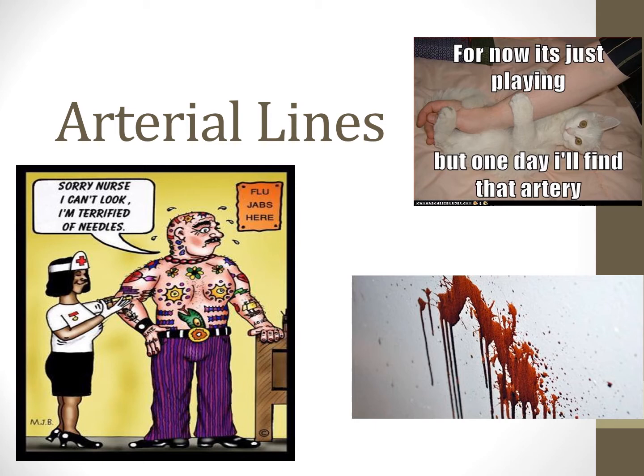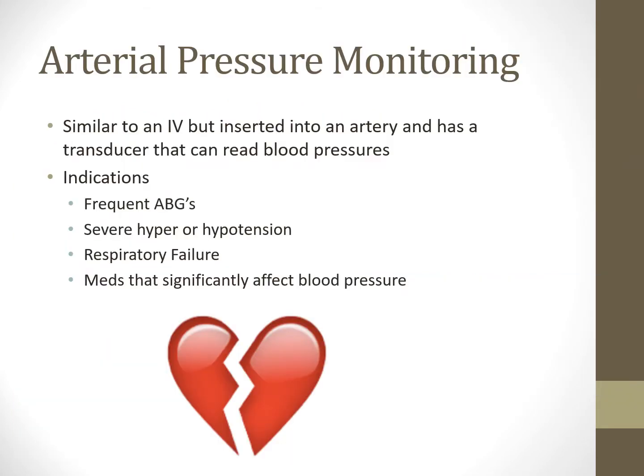Arterial lines are a great asset, especially when we're looking at blood pressure issues, but also if we have to draw frequent blood gases. So that's what we'll start to talk about here. Arterial pressure monitoring is similar to an IV, but instead of the catheter being in a vein, it has to be in an artery, and this one can read pressures. You can back pressure one that's in a vein, right? A central venous pressure is a catheter that's back pressuring in a vein, hopefully in the superior vena cava.